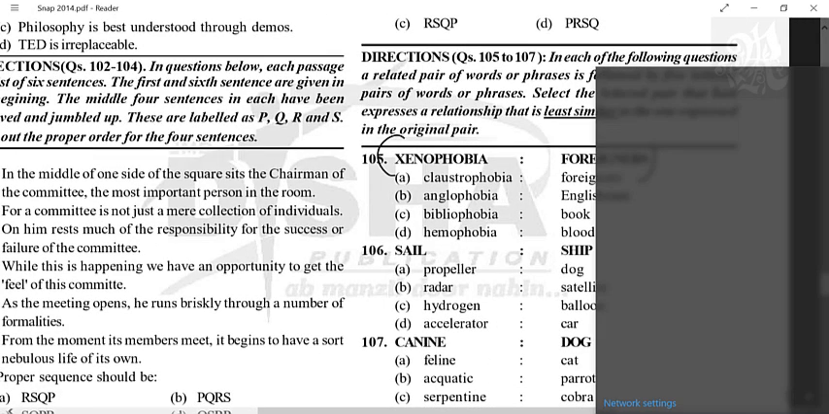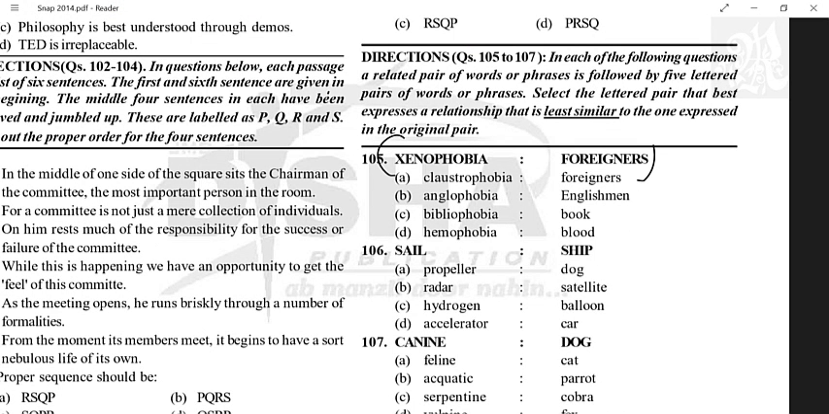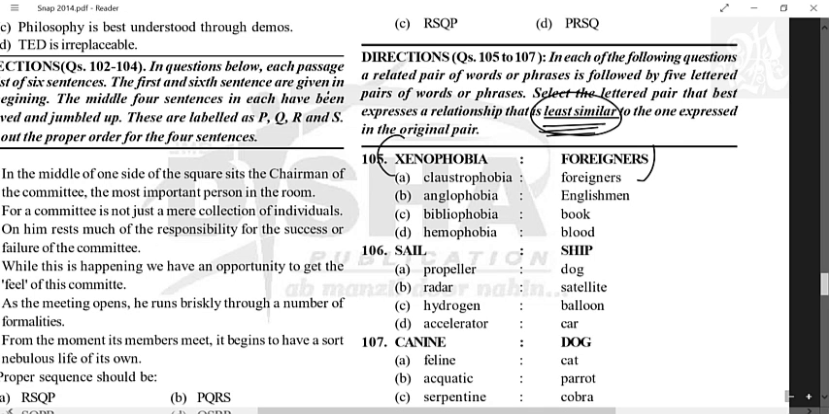Analogy is based on various things. For example, in this case, they're talking about analogy based on fear. Xenophobia is a fear of foreigners. They're talking about least similar. Keep in mind to read the instruction, especially since they've underlined it. Least similar in the sense you have to find out which is not fitting the exact relation that the original is making. A fear of foreigners is xenophobia. Claustrophobia is not foreigners. Claustrophobia is closed spaces. Anglophobia is Englishmen. Bibliophobia is books, and hemophobia is blood. So the first one suits the best.